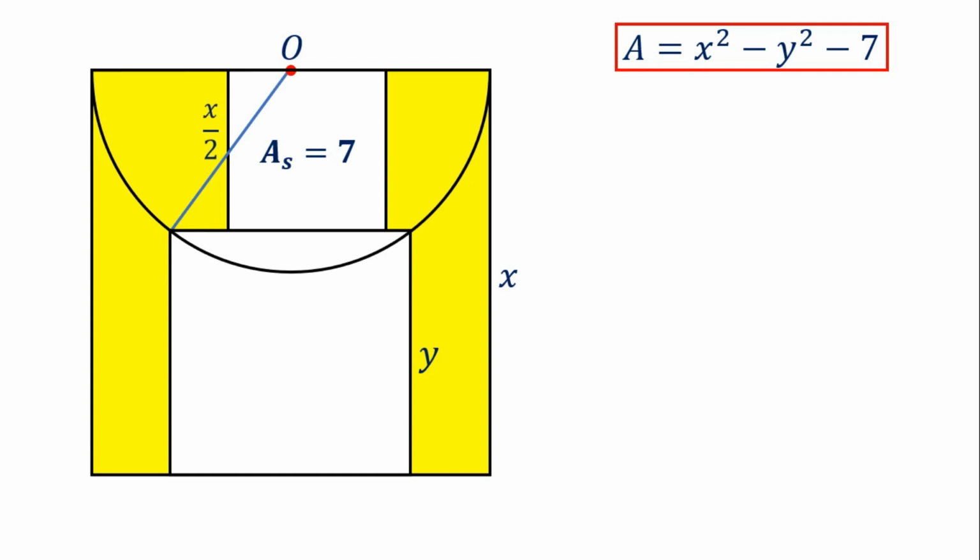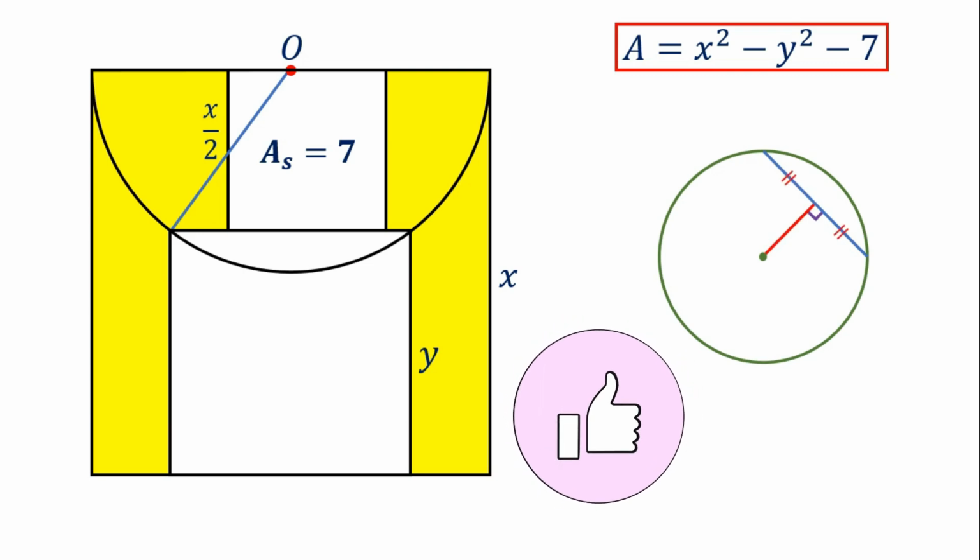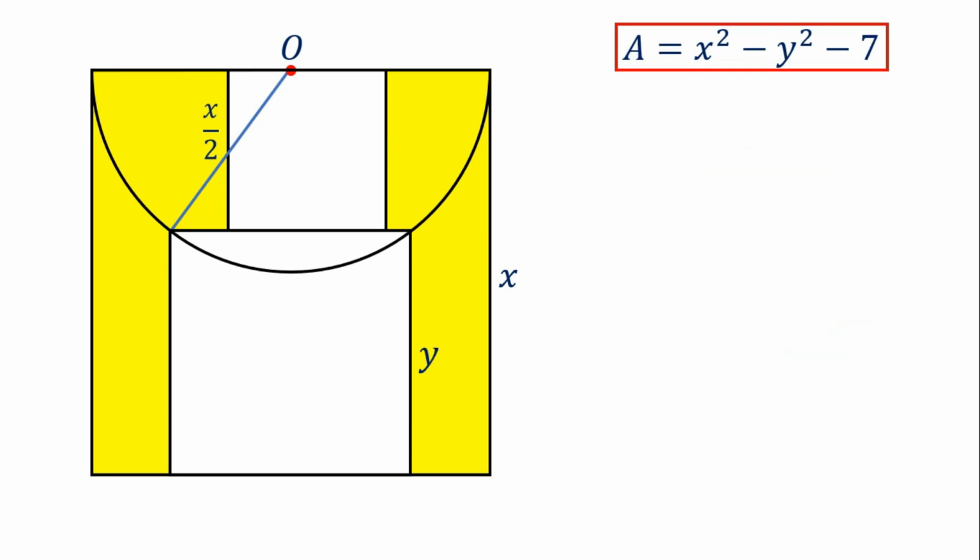Now let's recall an important theorem in geometry. If we have a circle and a chord and we draw a line from the center of the circle perpendicular to that chord, it will always bisect the chord. Pretty cool. So, using this fact, I'll draw a perpendicular line from the center of the semicircle to this chord. This means the line divides the chord into 2 equal parts. Since this chord is equal to the side length of the middle square, its length is y. So, each half is y over 2.